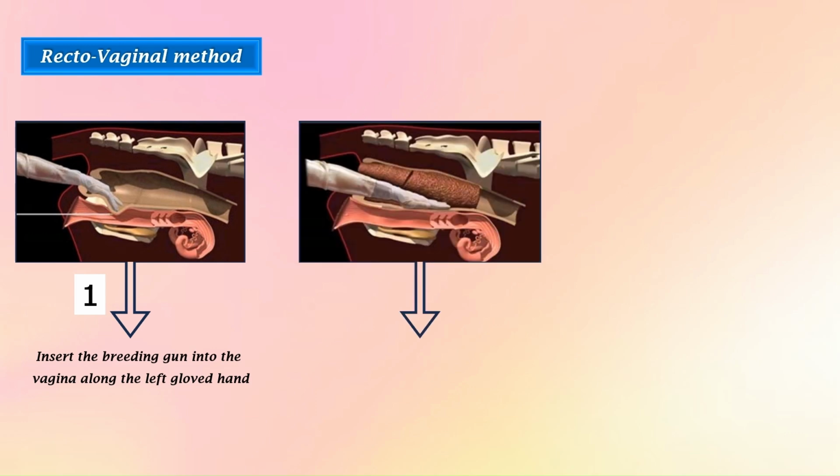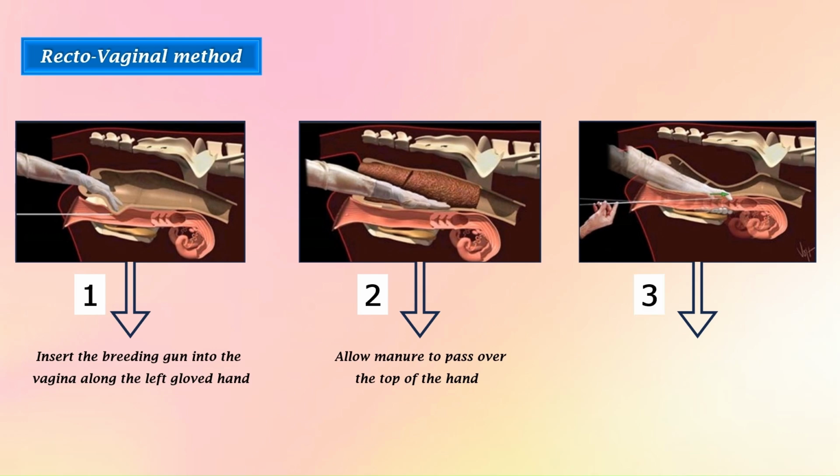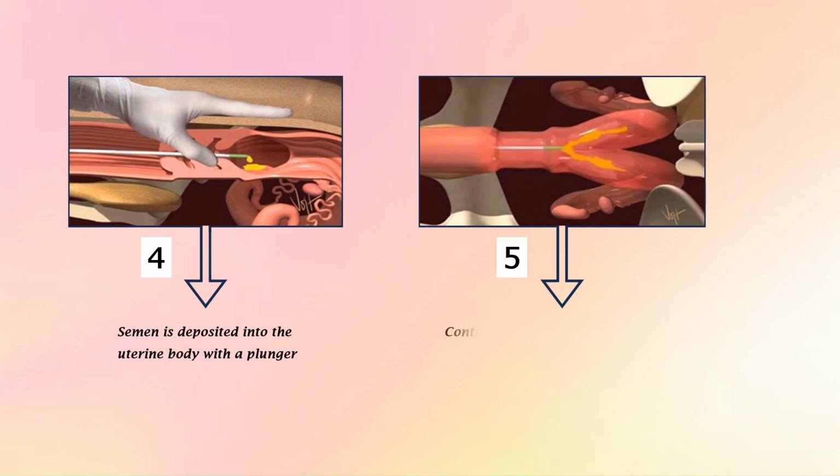Rectovaginal method. The procedural sequence in this method is pictured here. To begin with, insert the breeding gun into the vagina along the left gloved hand. Allow manure to pass over the top of the hand. Grasp the cervix, and push it forward to straighten the vaginal folds. Later, the semen is deposited into the uterine body with a plunger, and finally, contraction transports the spermatozoa to horns and oviducts.